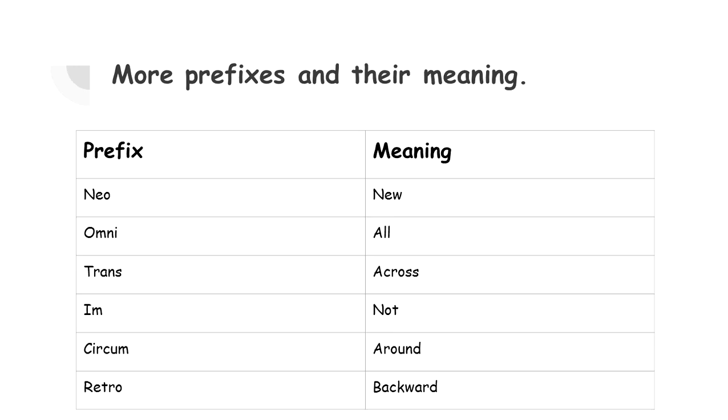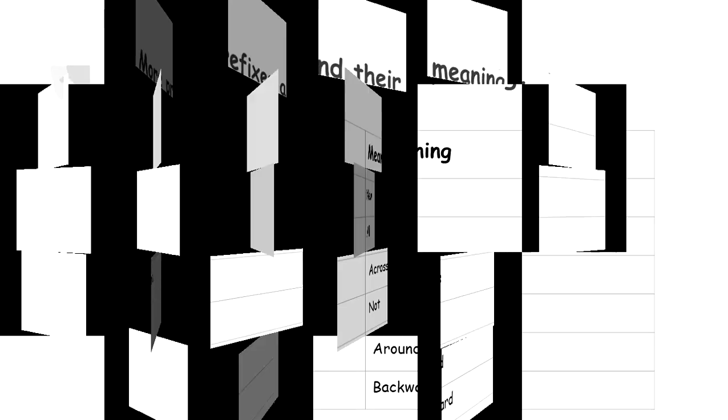And next here is circum, which means around. We have circumference, circumvent, circumambulate. And we have retro. Retro means backward. We have retrogress. We have retrospect, from prospect. So these are the examples we've highlighted here.